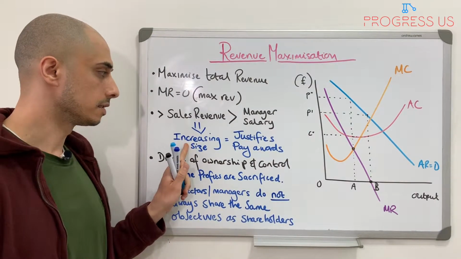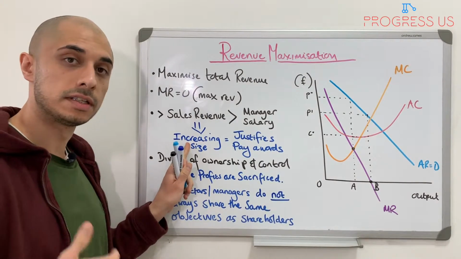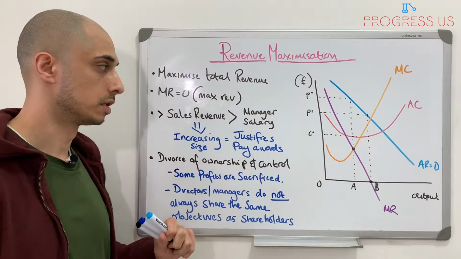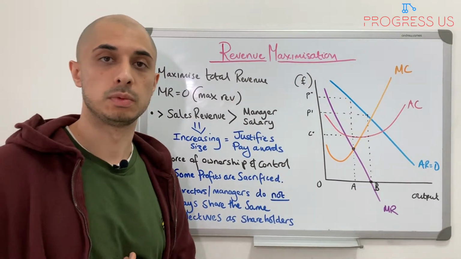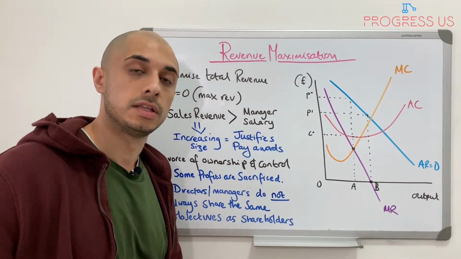So the increasing size of the firm, which happens through managers increasing the amount of sales revenue for the company, would justify the pay awards that managers receive. That's the way they say, well, look, we deserve a pay rise because we've just been able to sell much more this year than last year.